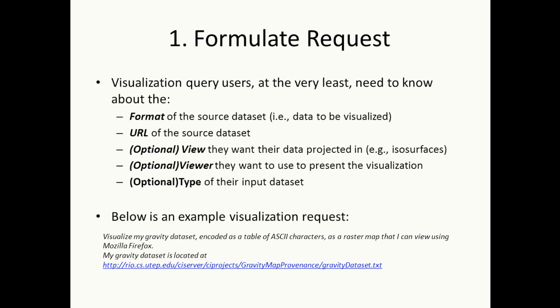Thus, an example visualization request could read as, visualize my gravity dataset encoded as a table of ASCII characters as a raster map that I can view using Mozilla Firefox. My gravity dataset is located at rio.cs.utep.edu/CI_Server/CI_Projects/GravityMapProvenance/gravity_dataset.txt.